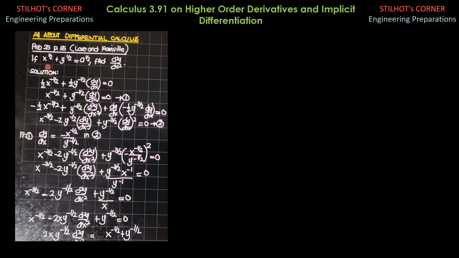So this is problem 25, page 55 of the Love and Rainville's book. If x to the 1/2 plus y to the 1/2 equals a to the 1/2, find the second derivative of y with respect to x. So here is the solution.